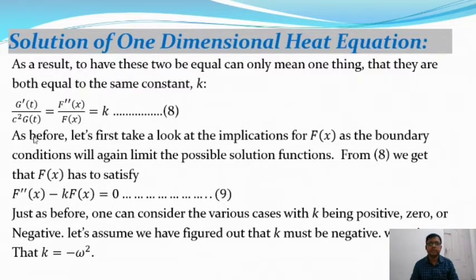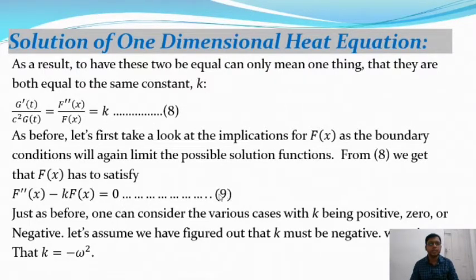So as before, let's first take a look at the implications for f of x as the boundary conditions. We'll again limit the possible solution functions. Okay, so from equation 8 we get that f of x has to satisfy f double dash x minus k into f of x is equal to 0. Okay, and this is equation number 9.